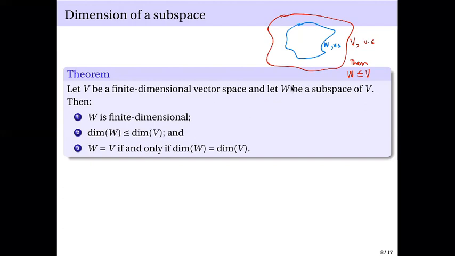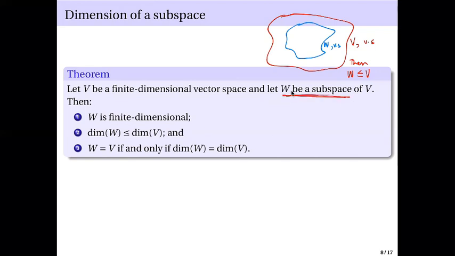Take note that your W here is a subspace of V. This is an if and only if. Your W equals V if and only if dimension of W equals dimension of V. If you break this down into two parts, if W equals V, then the dimension of W equals dimension of V. The second part will be, if the dimension of W equals dimension of V, then W equals V. But again, keep in mind that your W is a subspace of V. Take note of that condition here.